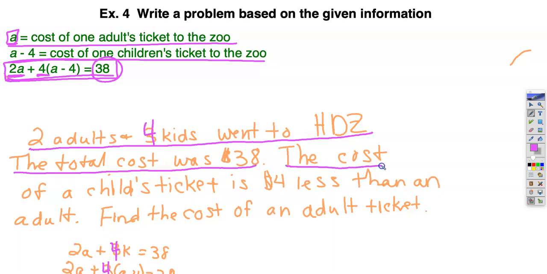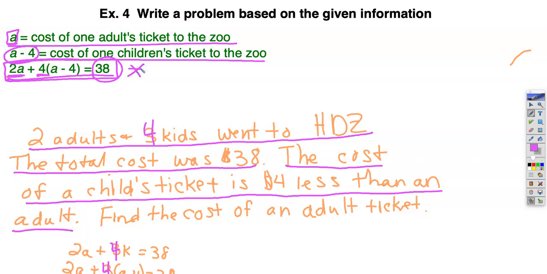So then I said the cost of a child's ticket is $4 less than an adult because they gave us that information here. So you have to pretend that you're not even seeing this part right here. You have to pretend like when you write all of these words here, that if you were only seeing the words, you could actually create that equation that's up at the top. So the cost of a child's ticket is $4 less than an adult.